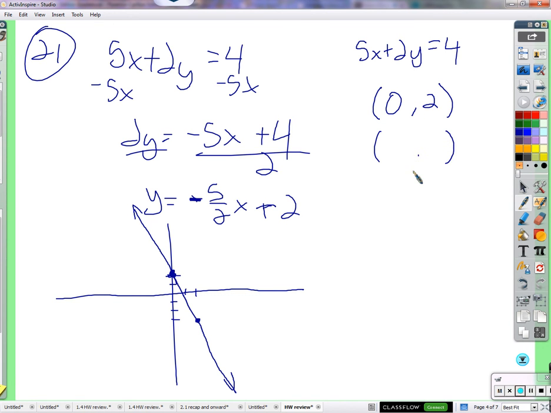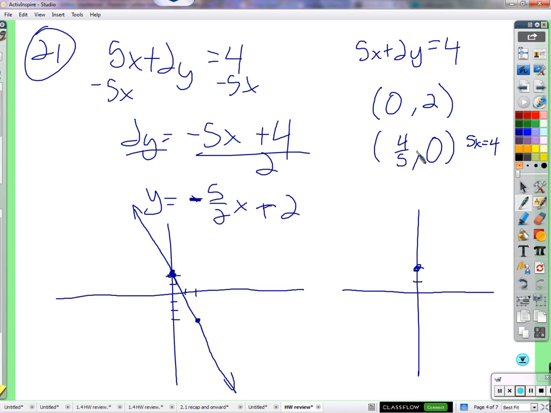Here's a thing you may or may not think of. How about if, since it looks the way that it does, I plug in 0 for y? Because then this goes away and all we have is 5x equals 4. 5x equals 4, that's pretty quick to solve, isn't it? What's the solution to that equation? 4/5.